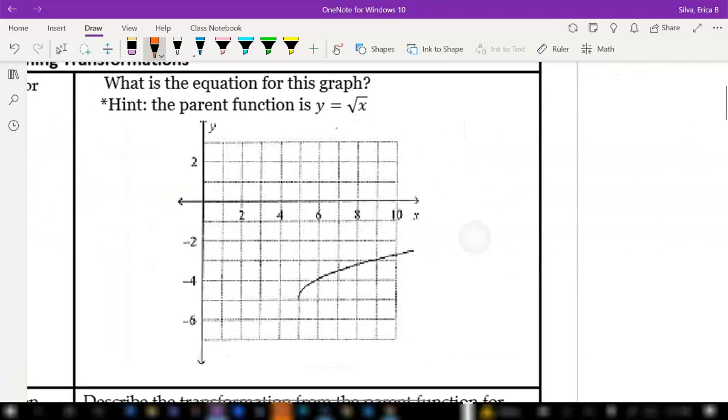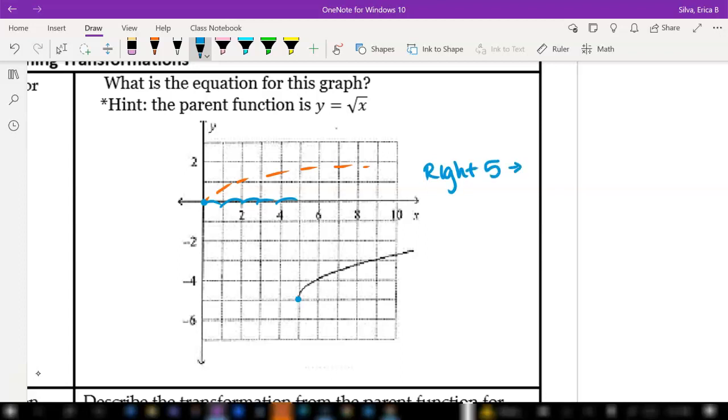If we look at the next one, what is the equation for this graph? Remember, your parent functions always start from the origin. So we're just going to say my parent function is this one. Assuming that our a value does not change, we're really just looking at the vertical and horizontal changes. So let's go from this point of inflection to this point. We're going to go right 1, 2, 3, 4, 5. So we're going right 5.